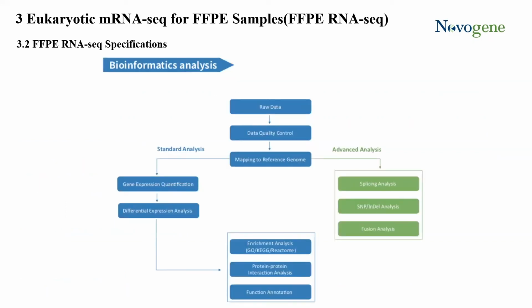Lastly, on the FFPE workflow, we have our bioinformatic analysis. Here we start with the raw data and we perform the same data quality control as the previous pipelines, filtering out low-quality data and moving forward only with high-quality data. After that, we map the data to the reference genome and we branch out to our advanced analysis, where we do our structural analysis of splicing, single nucleotide polymorphisms, insertions and deletions, and fusion genes, or we branch out to our standard analysis, where we perform gene expression quantification and analysis.